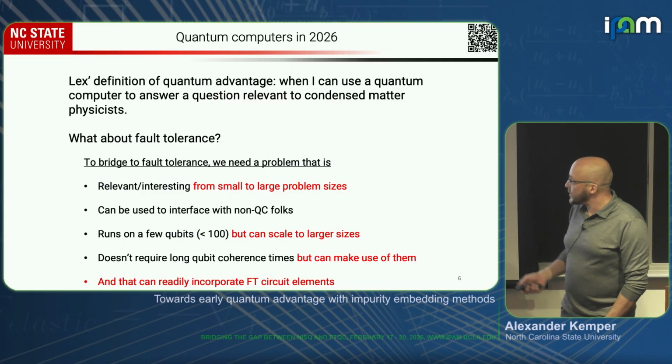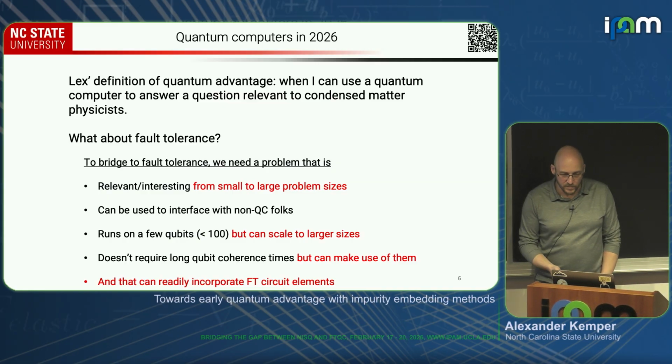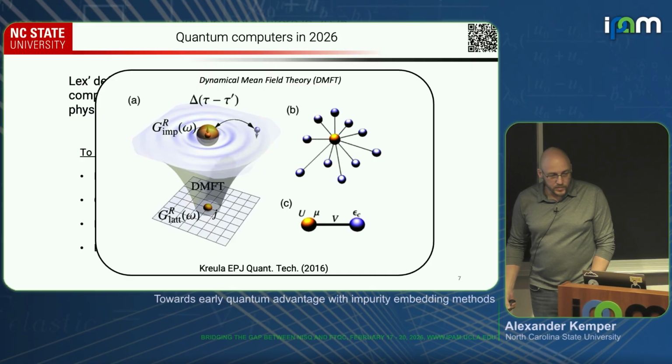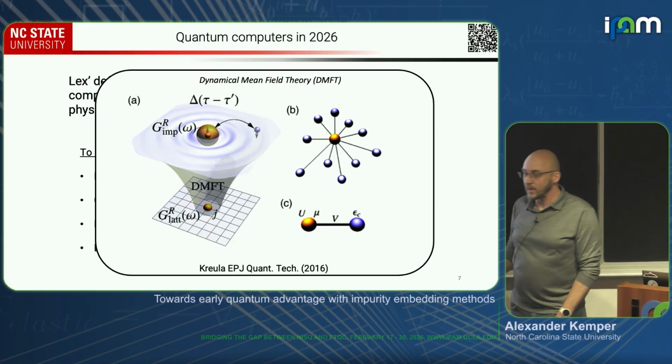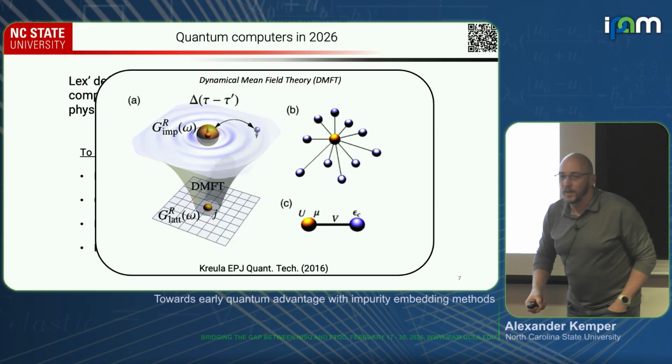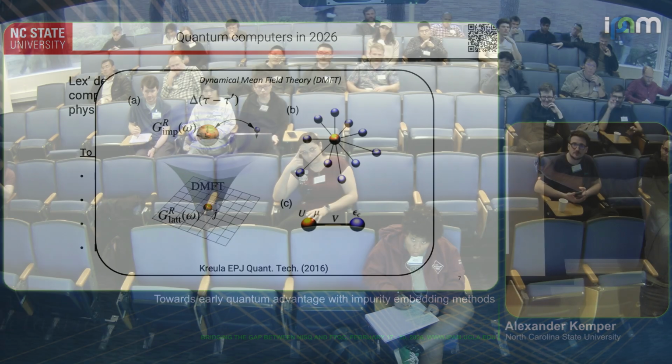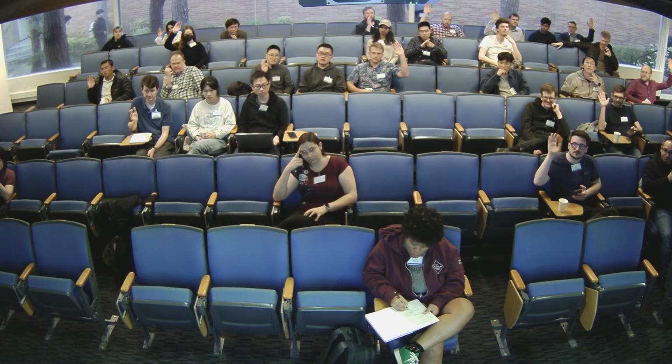So my proposal to you today is that one of the things that fits all of these is something called Dynamical Mean Field Theory. All right, cool. So now show of hands. Who has heard of this before? Excellent. Who thinks they know what it means? All right, great. Far fewer, perfect, okay.